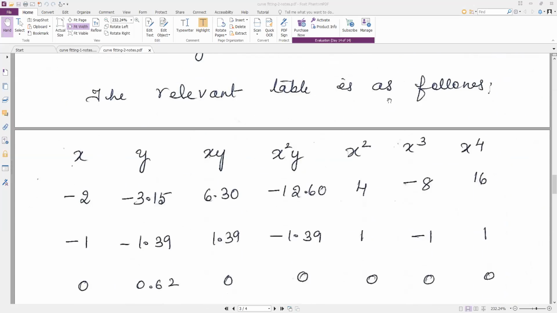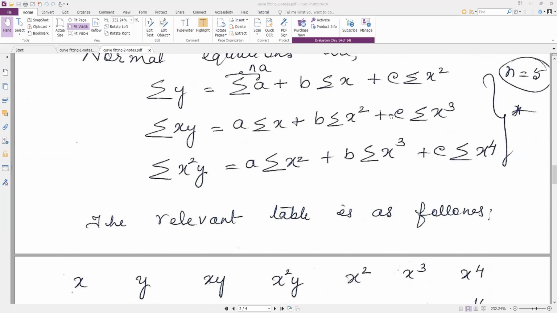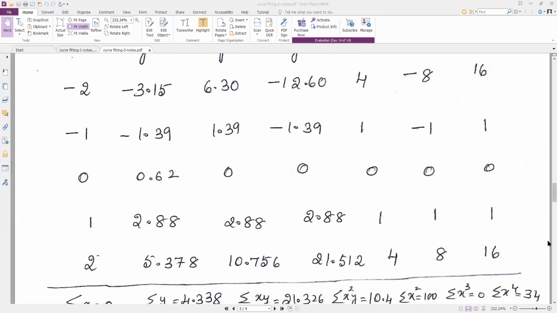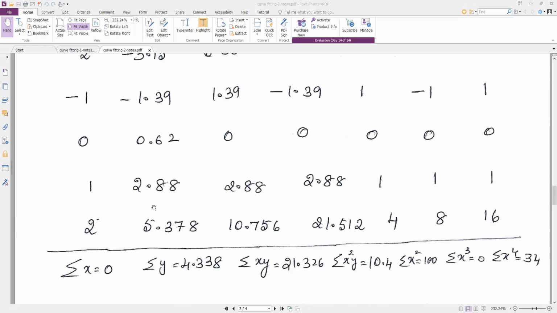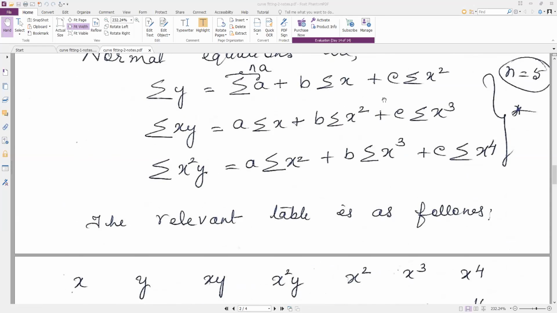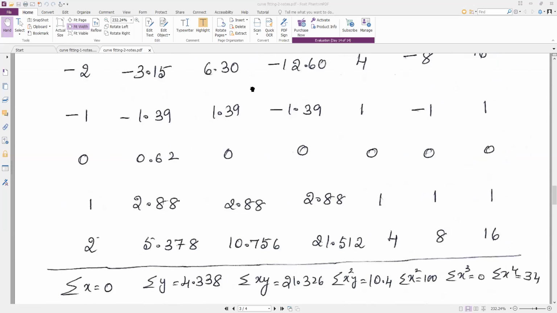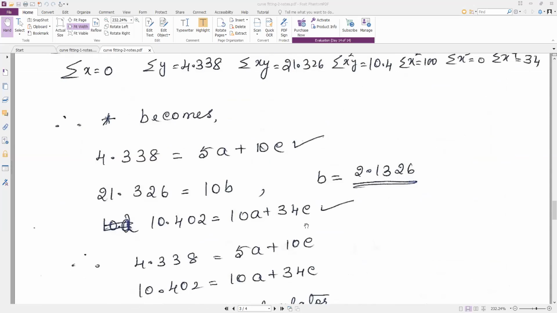Then write down the relevant table. X, y is given. So what else do we require? We require xy, x square, x square y, x cube, x power 4. Substitute and add the columns, and then substitute in the normal equations whatever you require. And what is our n value? How many values have they given? 5 values. So substitute. Then here it easily comes, no need of equation mode, just you will get b equal to this. Then substitute, b value automatically you will get.